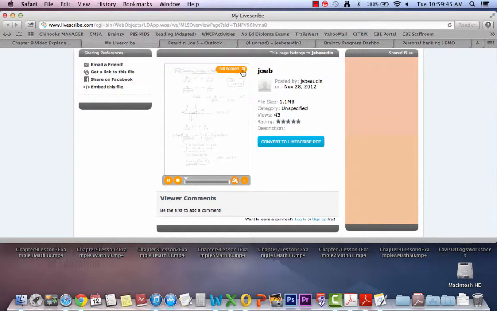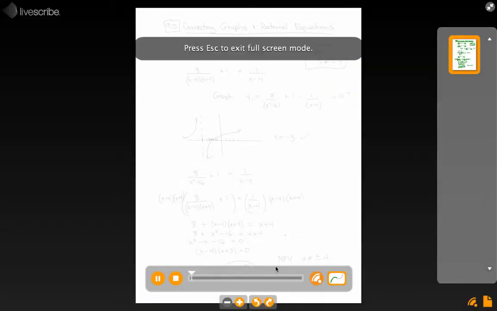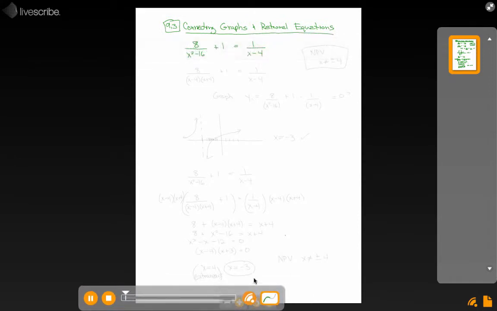This example comes out of section 9.3, connecting graphs and rational equations. In this question we look at another rational equation and we'll try to figure out what x equals. Now, before I figure out what it equals, I suppose I should talk about what it doesn't equal.